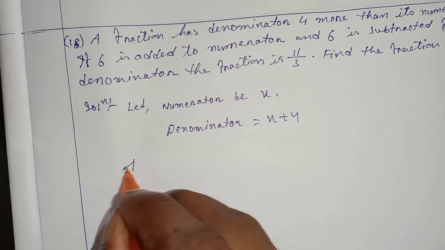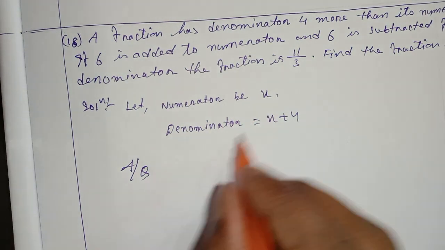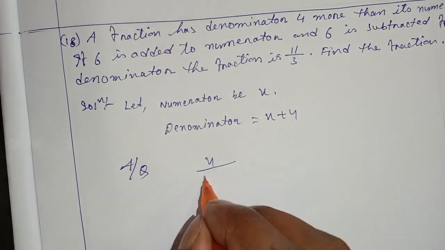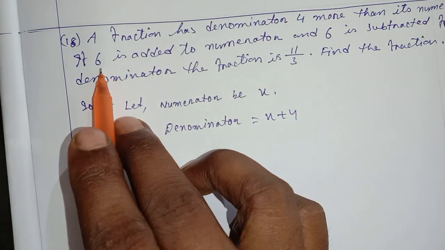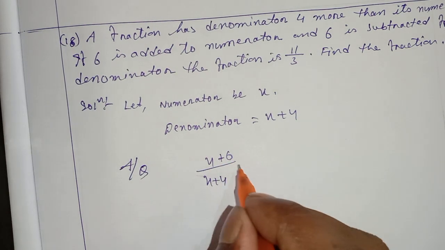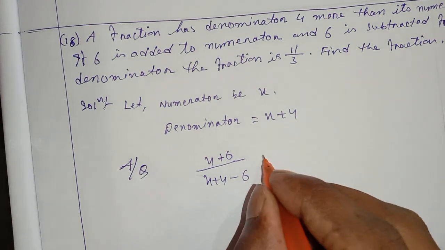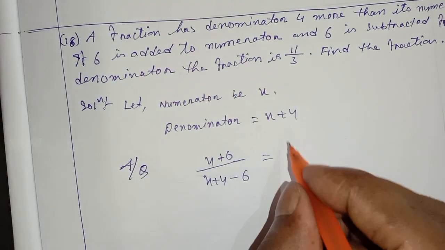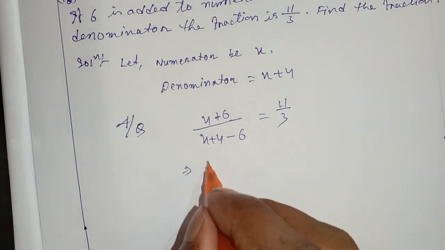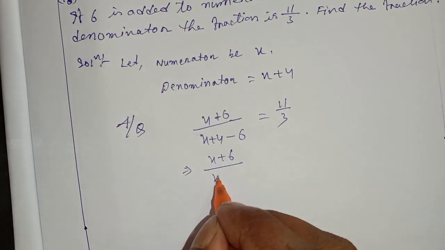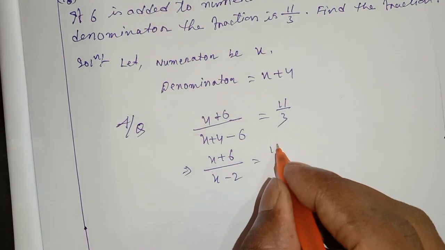Okay. Now according to the question, what will we get? Fraction. This will be numerator means above and denominator means down. Okay. Now second, if 6 is added to the numerator, that means x plus 6. And 6 is subtracted from the denominator, so denominator minus 6. The fraction is 11 by 3. Okay, then already we have x plus 6 over x plus 4 minus 6, that is x minus 2, equal to 11 by 3.